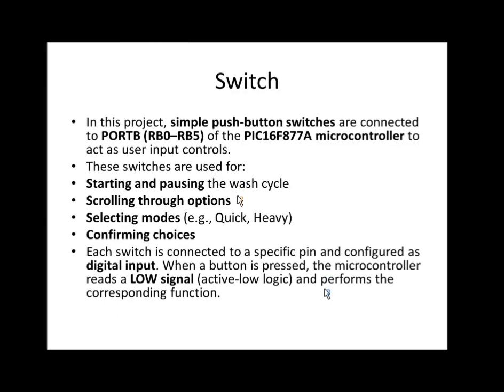The other hardware peripheral is the switch. In this project, simple push button switches are connected to port B, that is RB0 to RB5 of the PIC16F877 microcontroller, to act as user input controls. These switches are used for starting and pausing the wash cycle, scrolling through the options, selecting modes, for example like weak, heavy, and confirming choices. Each switch is connected to a specific pin and configured as digital input. When a button is pressed, the microcontroller reads a low signal, active low logic, and performs the corresponding function.